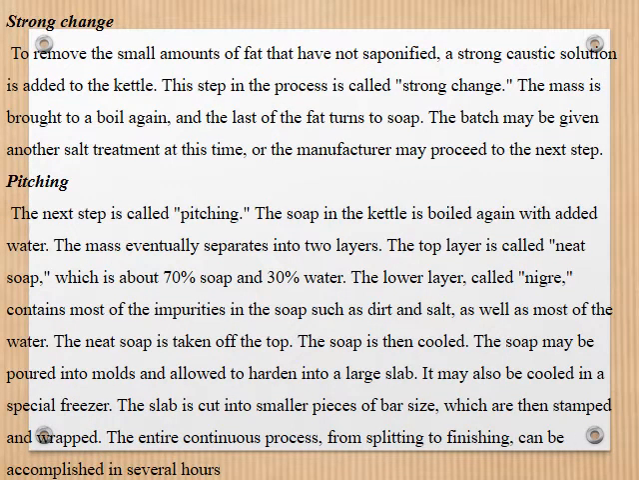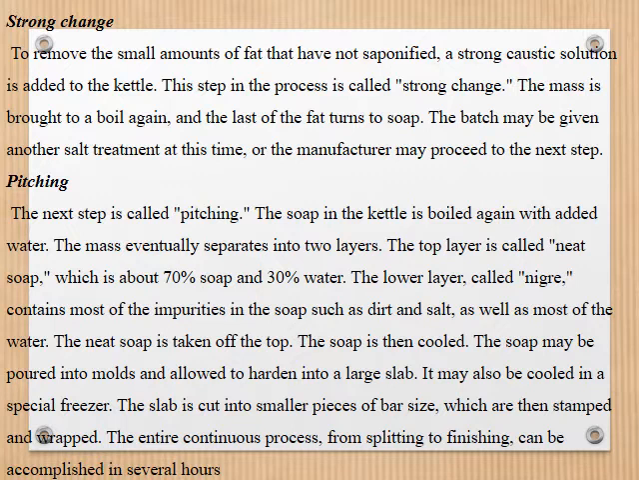The third step is strong change. To remove the small amount of fat that has not been saponified, a strong caustic solution is added to the kettle. This step in the process is called a strong change. The mass is brought to a boil again and the last of the fat returns to soap. The batch may be given another salt treatment at this time, or the manufacturer may proceed to the next step.